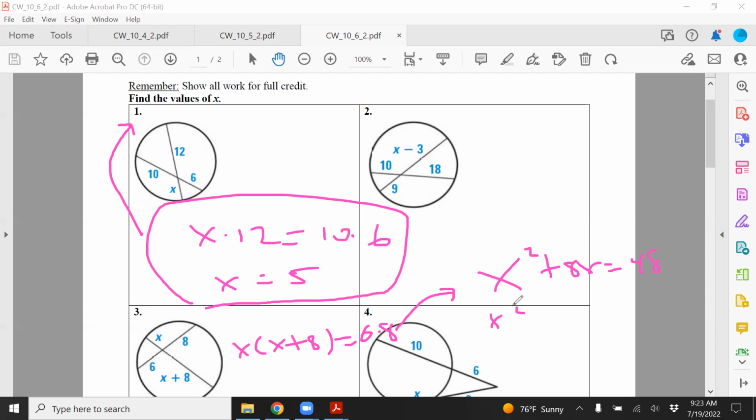So x squared plus 8x minus 48. Oh, look at that, minus 48.